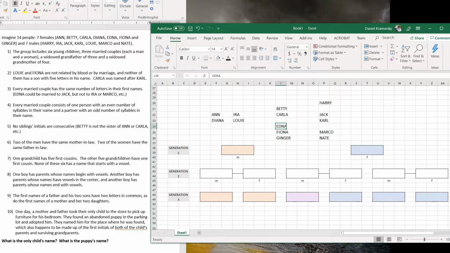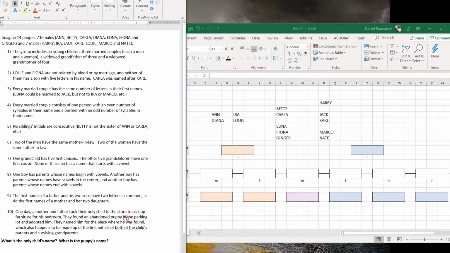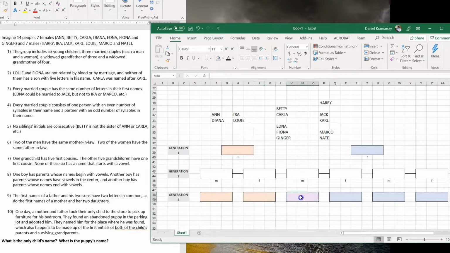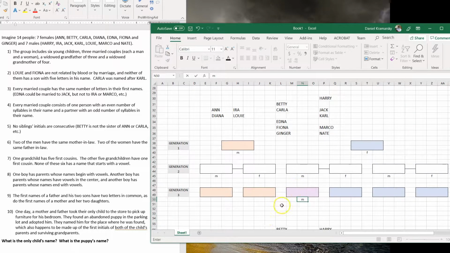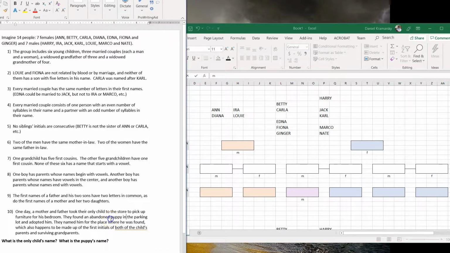Going back to our chart, we know that there is an only child. One day a mother and father took their only child to pick up furniture for his bedroom. We know that one grandchild has 5 first cousins. The only way to have 5 first cousins here would be to be related to both the reds and the blues. In other words, to be this purple guy. We now realize is a boy. Okay, so it's a boy.